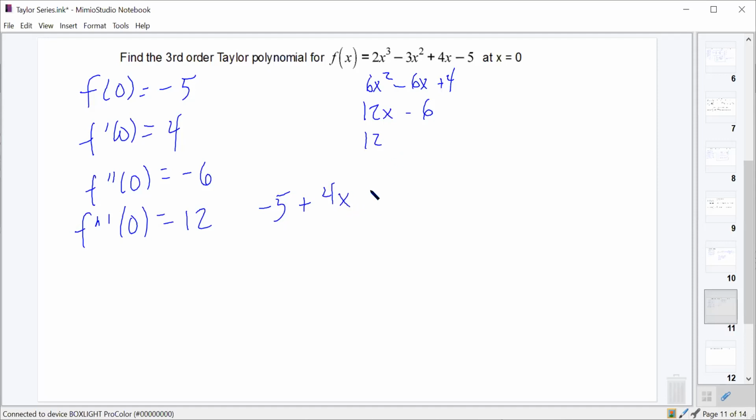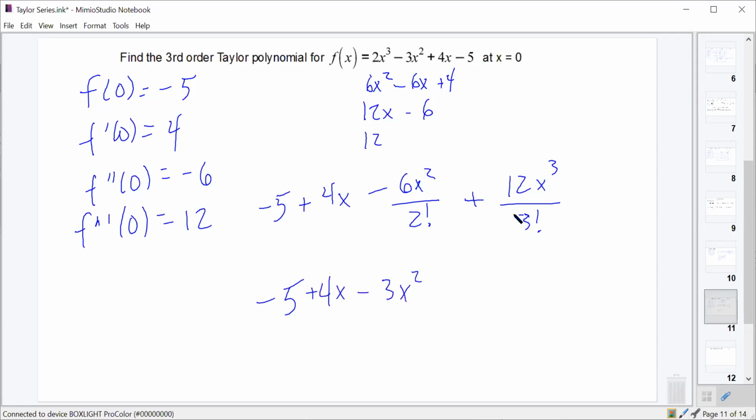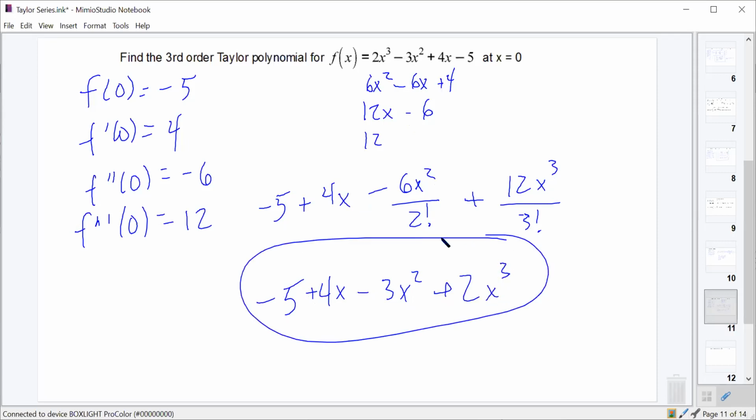Yeah. Okay. And so as we go through, we'll note that if we simplify this down, 6 over 2 gives us that 3. And 12 over 6 gives us that 2. And we end up with the exact same polynomial that we started with. Right? So if you're ever asked to find, let's say, the third order Taylor polynomial for a third degree polynomial, you will know that at x equals 0, it's the exact same polynomial.